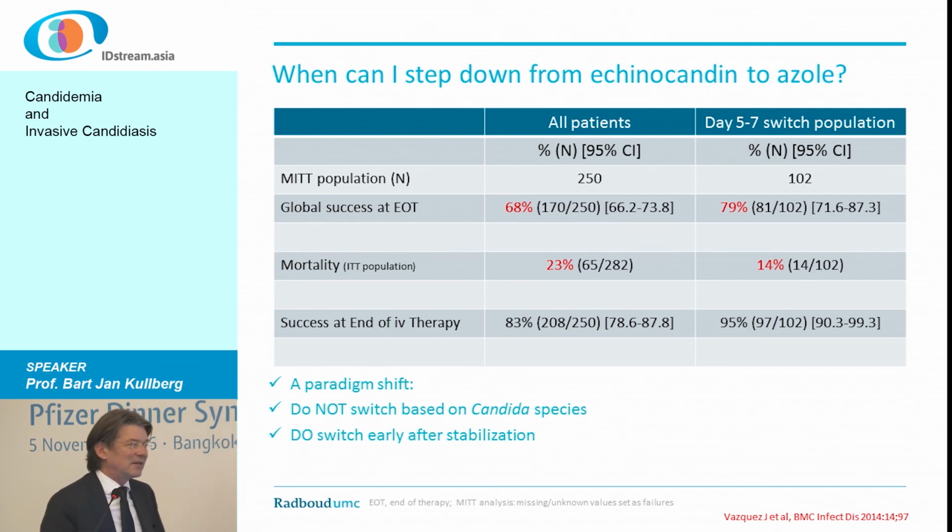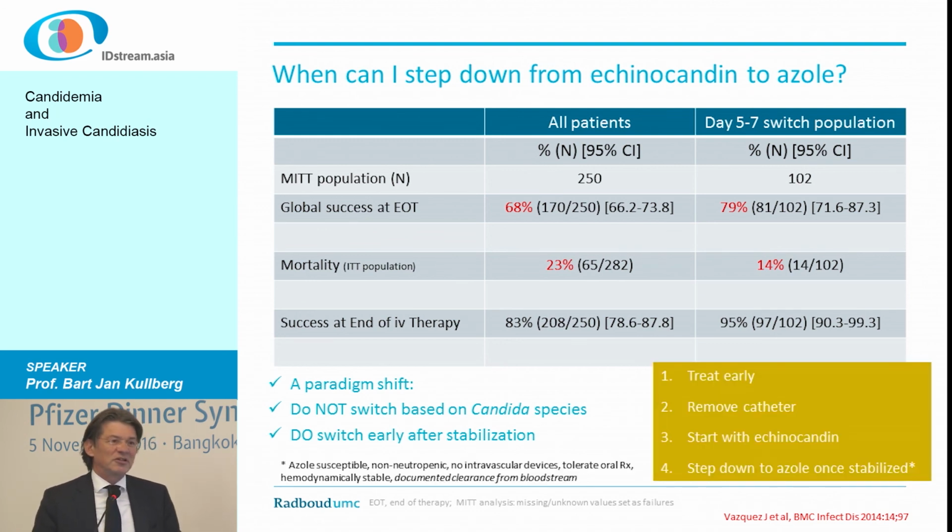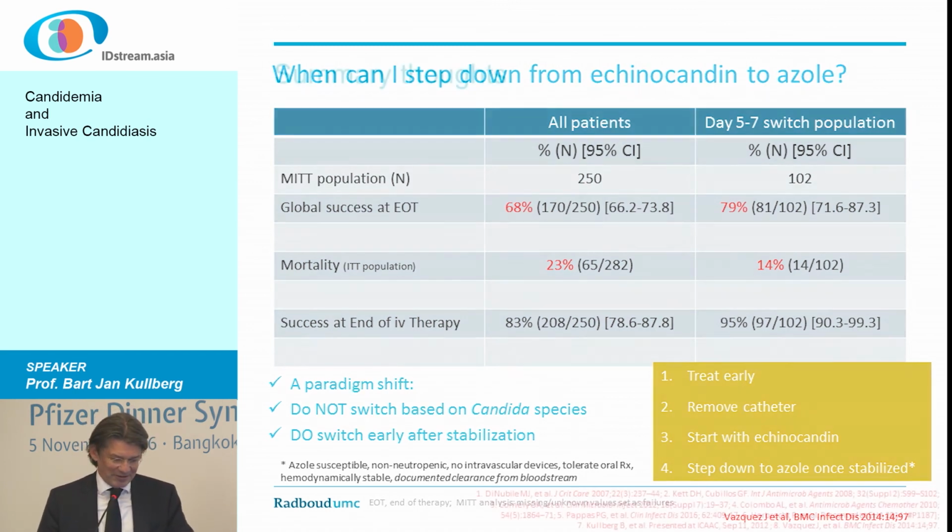Now, the susceptibility or the species identification is not our driver of stepping down. We want to keep the patients for a few days on the echinocandin because of its superiority, and then if the isolate is likely susceptible and the patient fulfills the criteria we discussed, we will step down to an azole. So that would be my 4th rule: treat early, remove the catheter, start patients on an echinocandin, and then step down once they have stabilized and fulfill the other criteria.